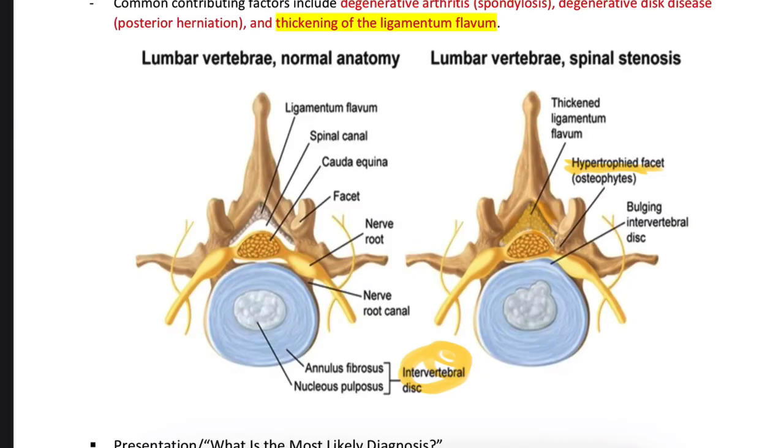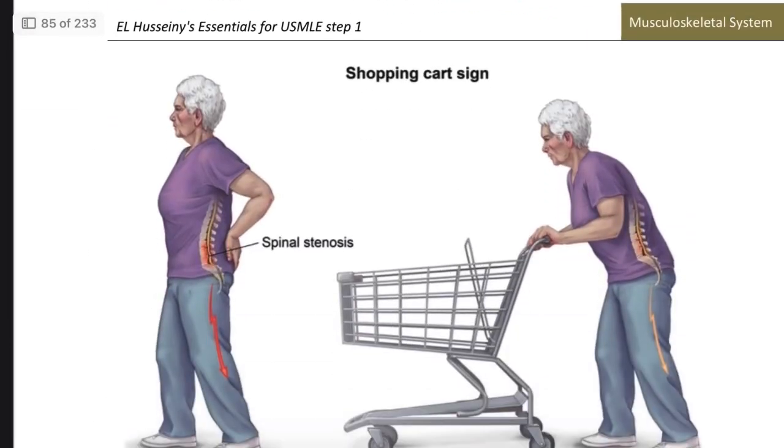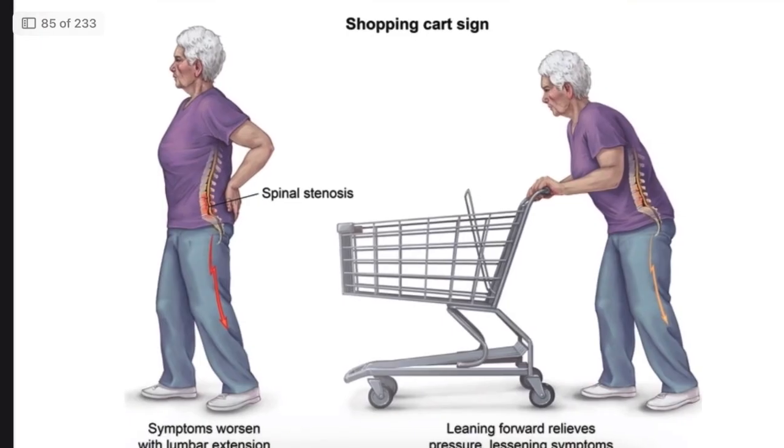The prognosis is that most patients improve with conservative care. This is the shopping cart sign, okay. While standing, the patient will get pain, while leaning forward the patient will feel relief. So with conservative care patients improve, but about one third may eventually need surgery for lasting relief.